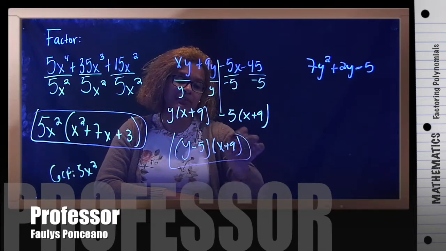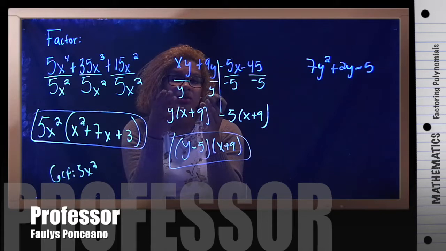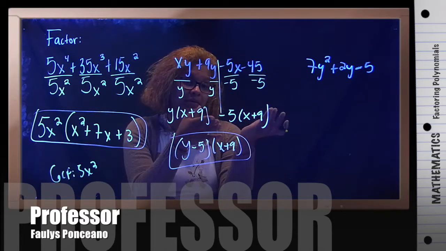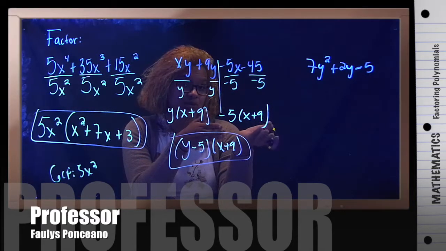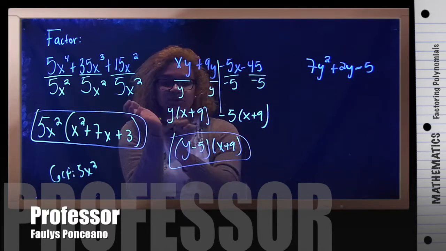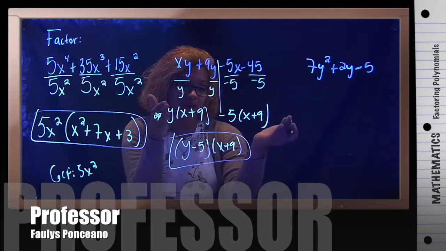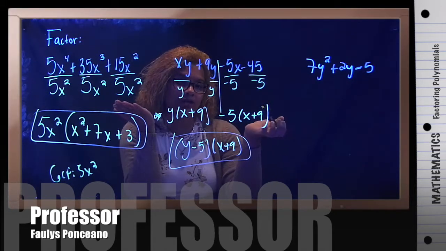So for grouping, we split in the middle, we factor the first two terms. What they have in common is the y, the leftovers is the x plus 9. And for the second pair, what they have in common is a negative 5. Take it out, leftovers is x plus 9. Then if you look at this step right here, from here to here, what's common is x plus 9. Take it out, leftovers y minus 5.